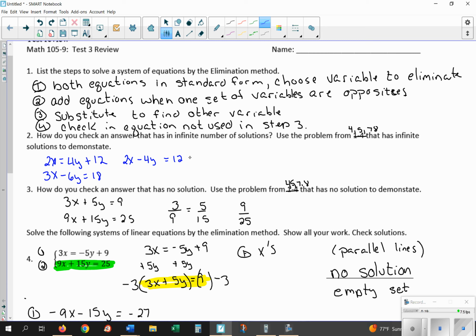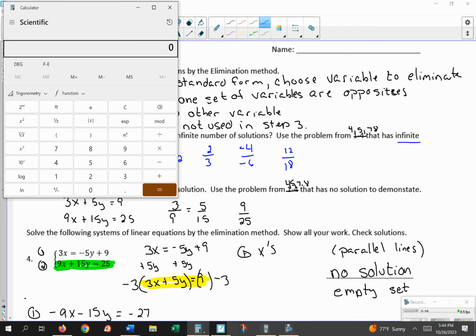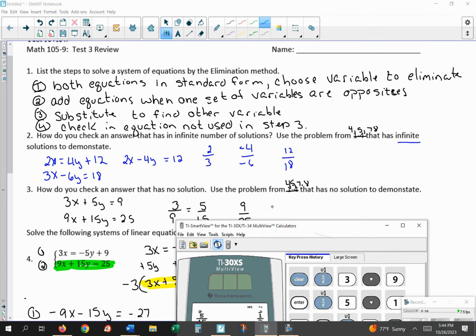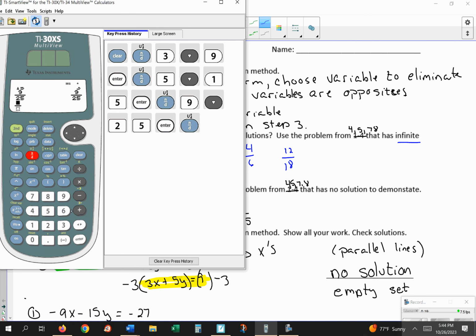And then here, because they have an infinite number of solutions, all 3 ratios should be the same. So we have our x value over our x value, our y value over our y value, and our constant over our constant. So let's put them in fraction form and see. The first one, 2/3, is good. Oh, wrong calculator. Fraction key, -4 over -6. Well, that's not a 4. Let's fix that.